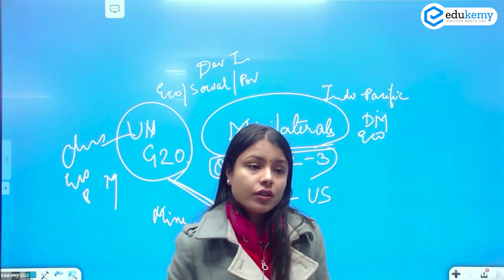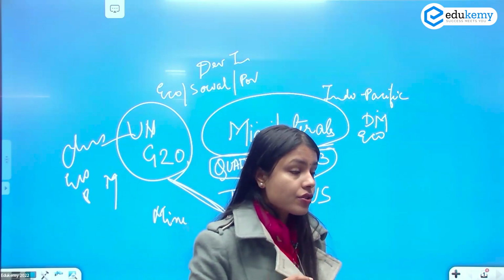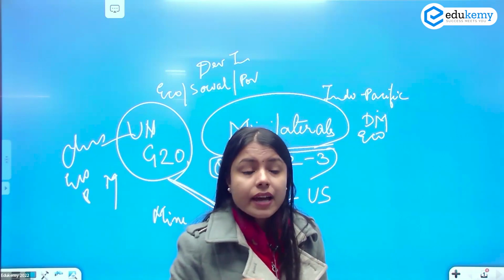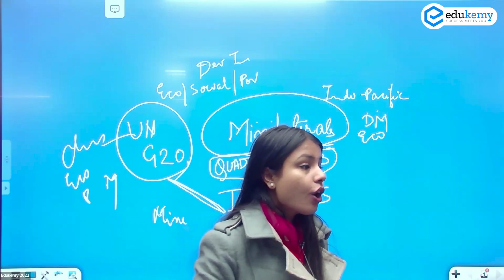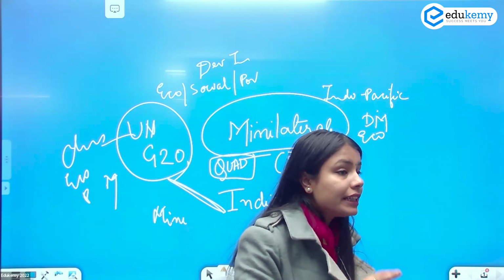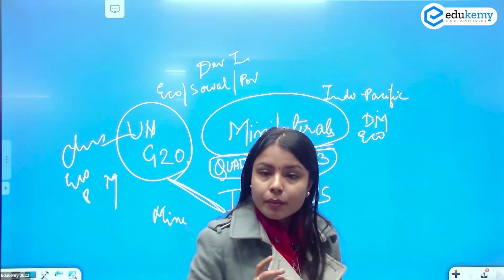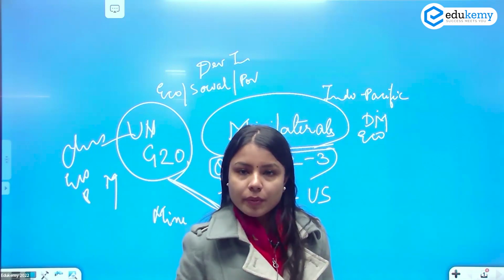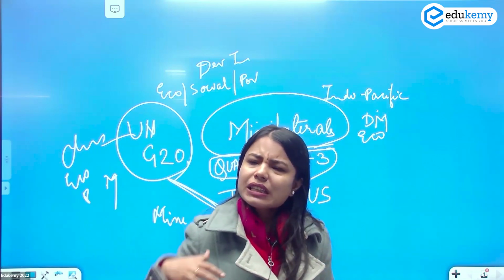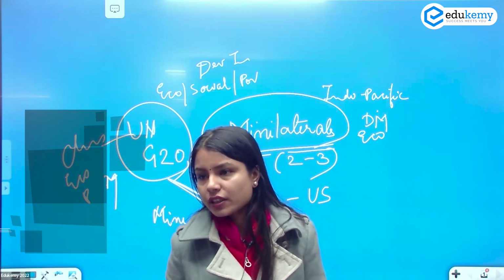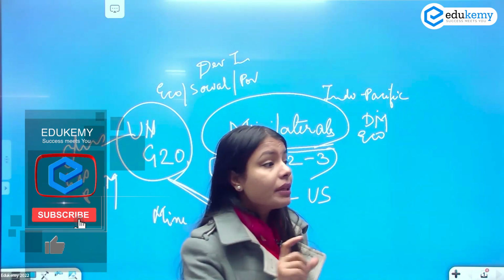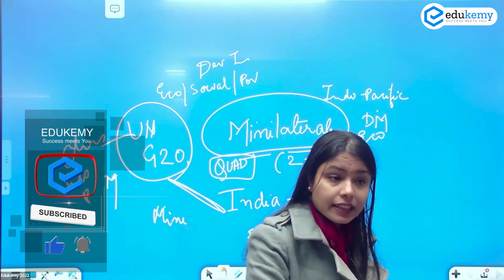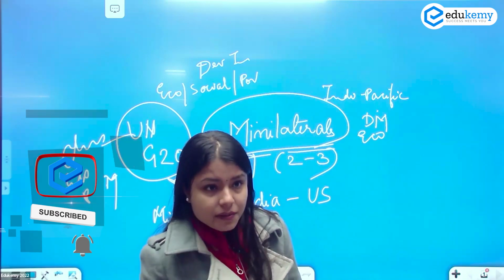Why am I focusing on this topic? You can expect a question which can go like this. Do you think the rise of minilaterals has come about as a way of fulfilling the gap between multilateralism and bilateralism? What is the problem of bilateralism? Only 2 countries are involved. So you can't have bigger cooperation. What is the problem of multilateral? So many countries are involved that it becomes a mess. So this minilateral, in between the two, is able to solve the problem of both multilateral as well as bilateral. Did you understand the concept of minilateral?